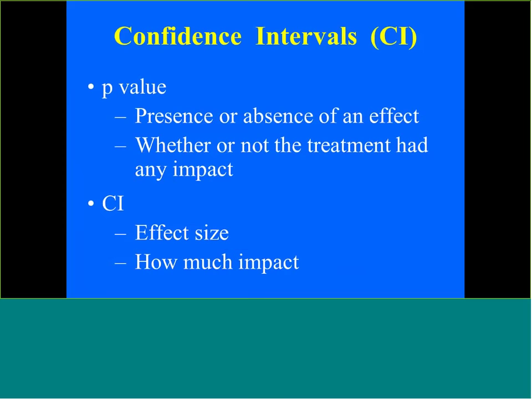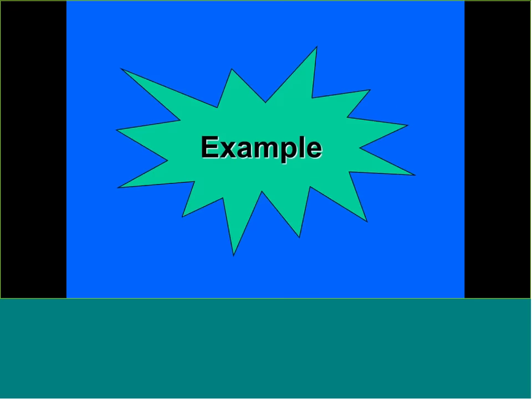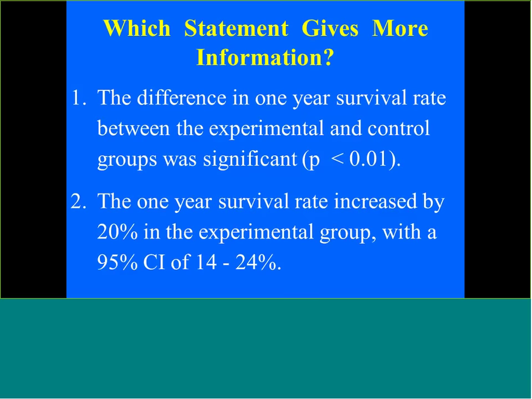So the p-value tells you, and what is the p-value that most people are looking for? Less than 0.05, right, so that's the line in the sand. So that tells you whether you have an effect or not, right? So you're all looking for the p to be less than 0.05. But if you calculate a confidence interval, you can actually talk about the effect size and how much impact that has. So for an example, which statement gives more information?